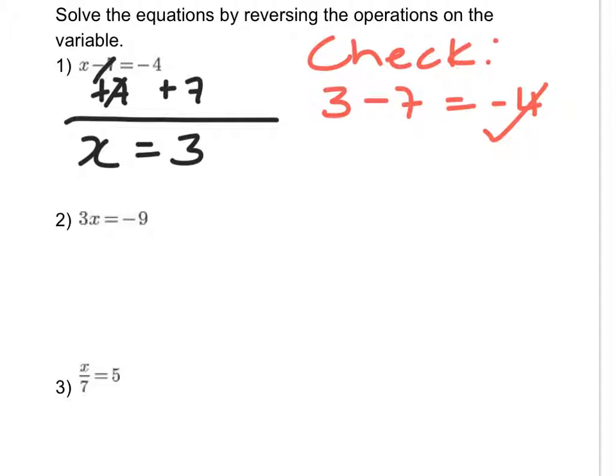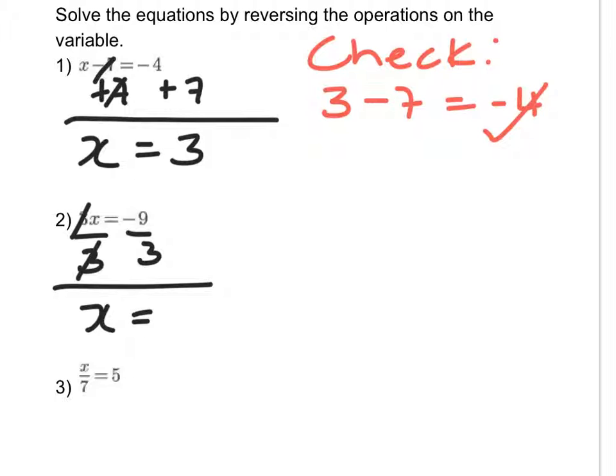We have 3x equals minus 9. Now in this case, when you see the number and the letter, or the variable, right beside each other like that, with no sign between them, that means multiplication. So that 3 means 3 times x. And to reverse multiplication by 3, you divide by 3. You have to do it on both sides because it's an equation. So multiplication by 3 and division by 3 cancel each other out. We're left with x on the left side.